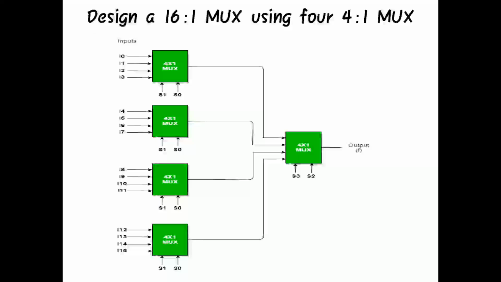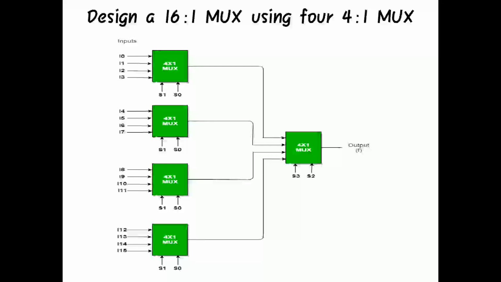They may ask a question like this also. Design a 16:1 multiplexer using 4:1 multiplexers. So consider 16. How is it divided by 4? 16 divided by 4 is 4. So consider four 4:1 multiplexers. I0 to I15. It is not 10. It is I0, I1, I2, I3, I4, I5, I6, I7, I8, I9, I10, I11, I12, I13, I14, I15.